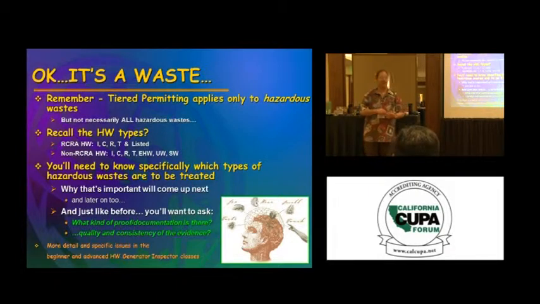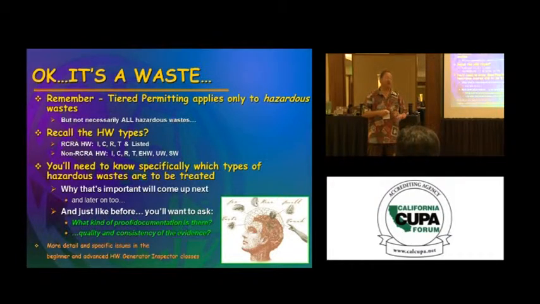And for the CUPA folks, you're going to want to ask, well, what kind of proof is there? What kind of evidence and documentation? With the exception of the higher tiers, there's no real requirement to have written proof or documentation as to how they made that determination. No real waste analysis plan requirement. There is for the higher tiers.